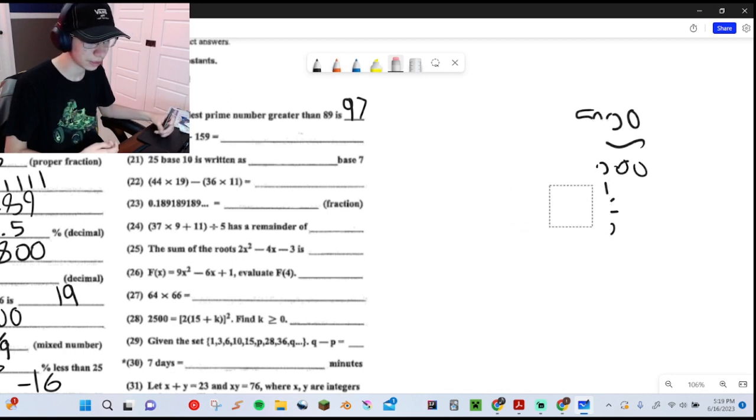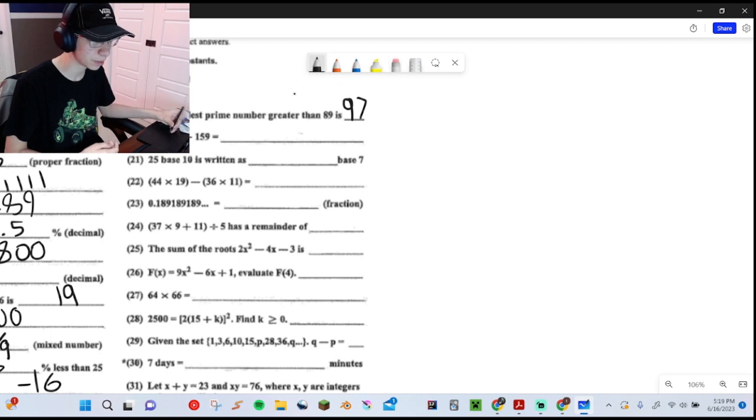So 5,000 would be our answer for number 20. Number 21: 25 base 10 as written in base 7.